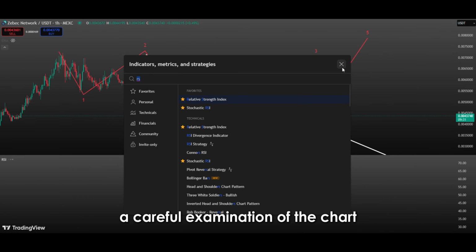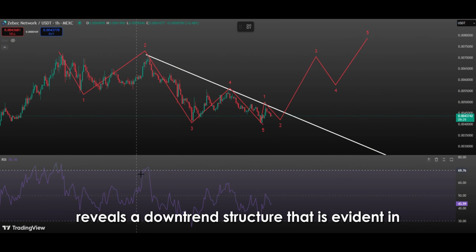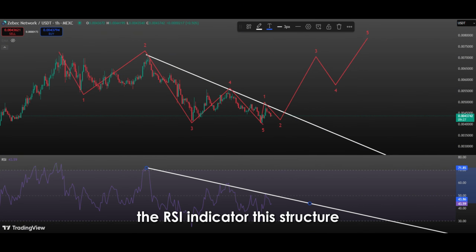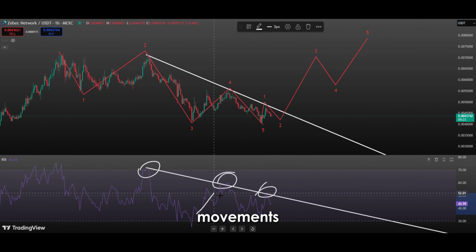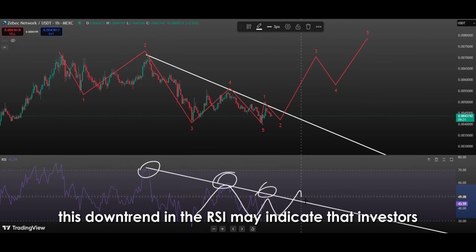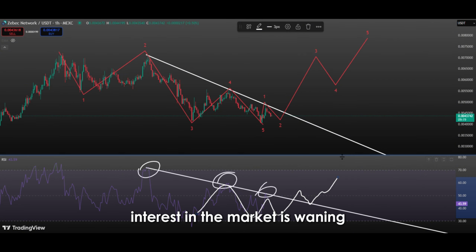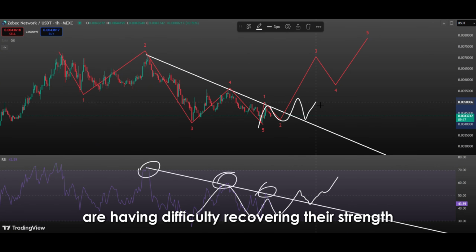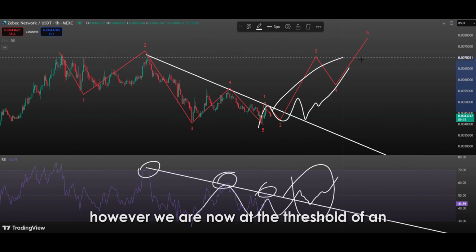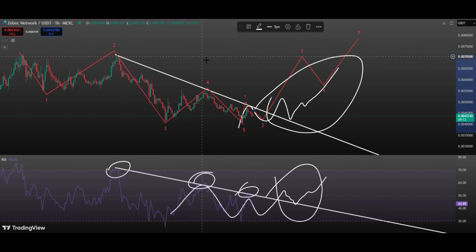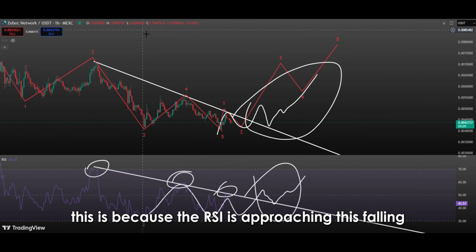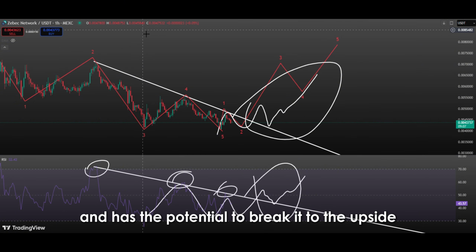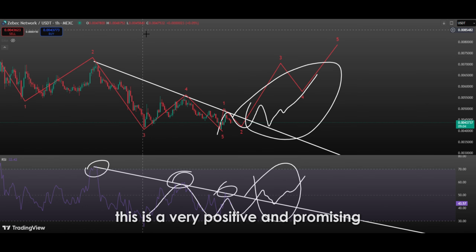A careful examination of the chart reveals a downtrend structure that is evident in the RSI indicator. This structure is a reflection of the momentum of recent price movements. This downtrend in the RSI may indicate that investors' interest in the market is waning and buyers are having difficulty recovering their strength. However, we are now at the threshold of an important breakout in this trend. This is because the RSI is approaching this falling trend line and has the potential to break it to the upside. This is a very positive and promising technical development.